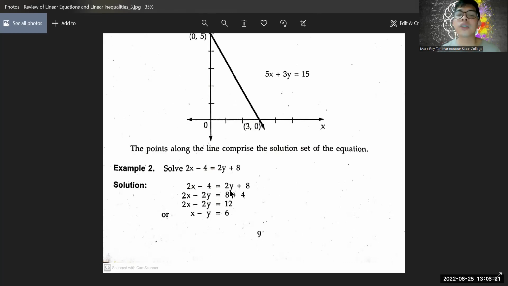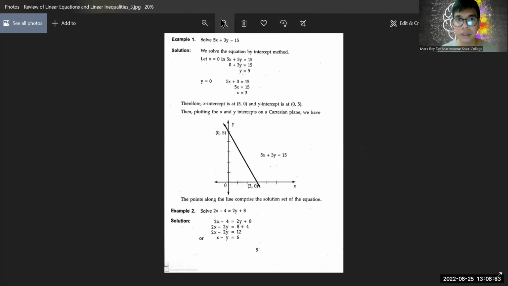We just transpose 2y sa left side of the equation. Yung negative 4, transpose natin sa right side of the equation. We're going to get here 2x minus 2y equals 8 plus 4 is 12. So, 2x minus 2y equals 12. So, pwede pa natin siya ma-simplify by dividing both sides of the equation by 2. Kaya yung pinaka-simplified na equation natin dito is x minus y equals 6.